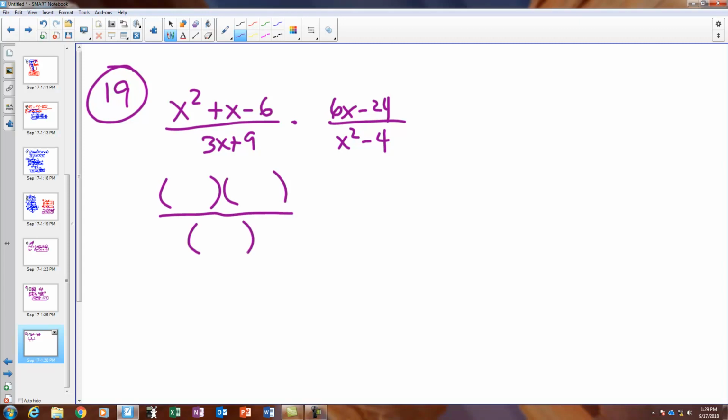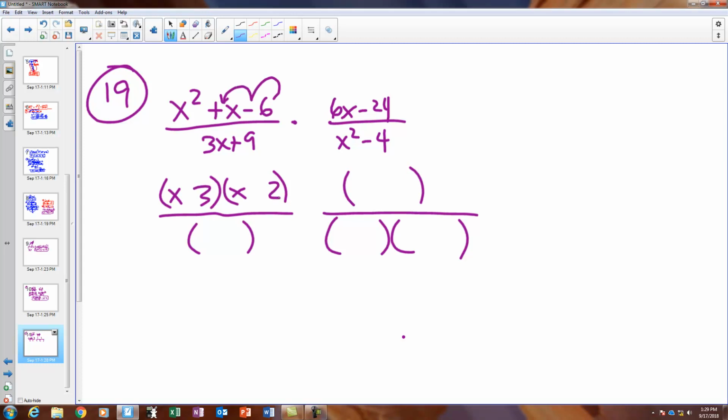Now that we've done that, we're going to have a single fraction, a single parenthesis on top, and a double on bottom over here. On the left, it's x and x. What are the factors of 6 that subtract to make 1? That would be 3 and 2. In order to get a positive 1, I'm going to need a positive 3 and a minus 2. On the bottom, it seems like they have a 3 in common. That would leave me with x plus 3.